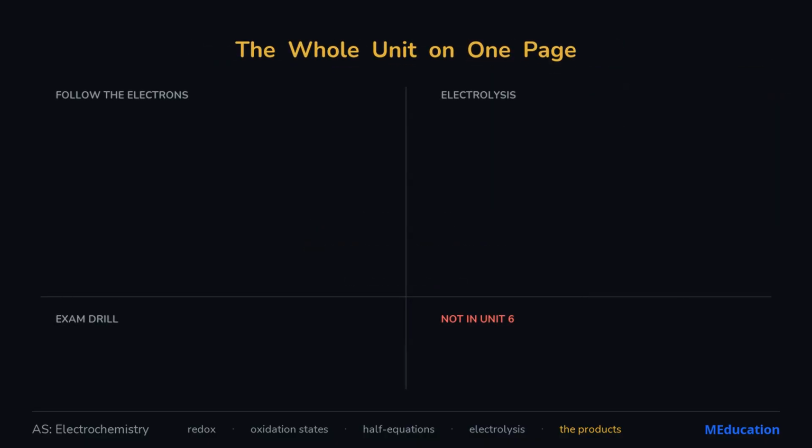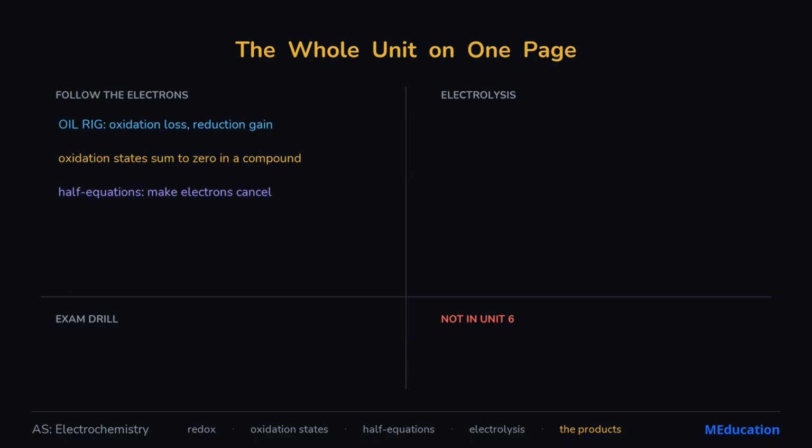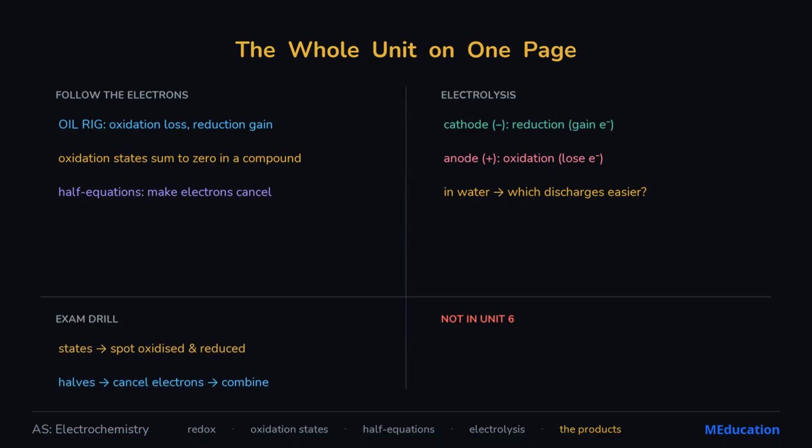Here's electrochemistry on one page. On the left, the language of electron transfer: oxidation is loss, reduction is gain, oxidation states keep the score, and half equations split the two sides. On the right, electrolysis: reduction at the cathode, oxidation at the anode, driven by a power supply.